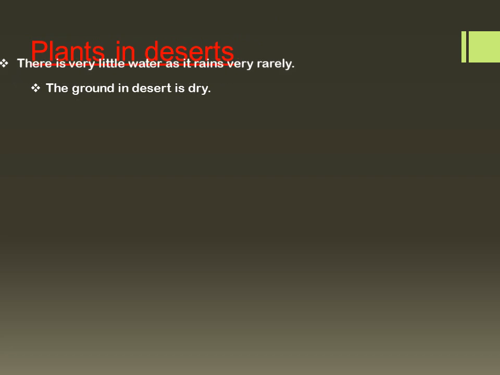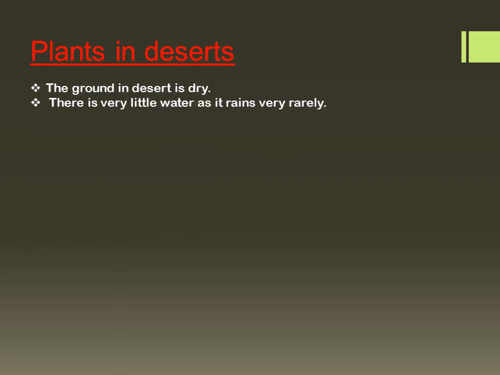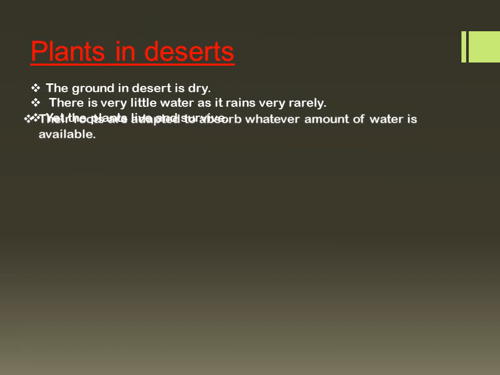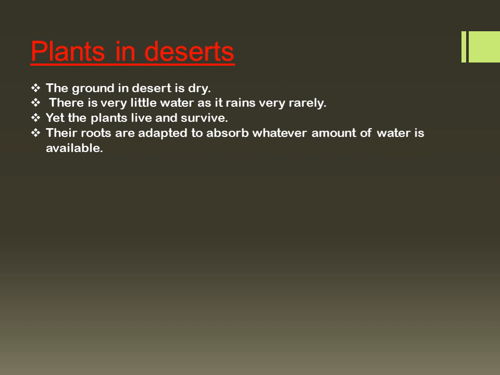Now, let us learn about the plants that grow in the deserts. The ground in the deserts is dry. It is dry because of the weather conditions there, because it rains very little in the desert regions. Yet the plants live and survive. The roots are adapted to absorb whatever amount of water is available.